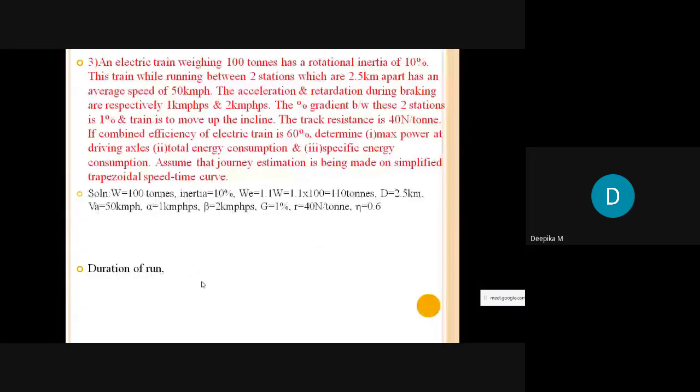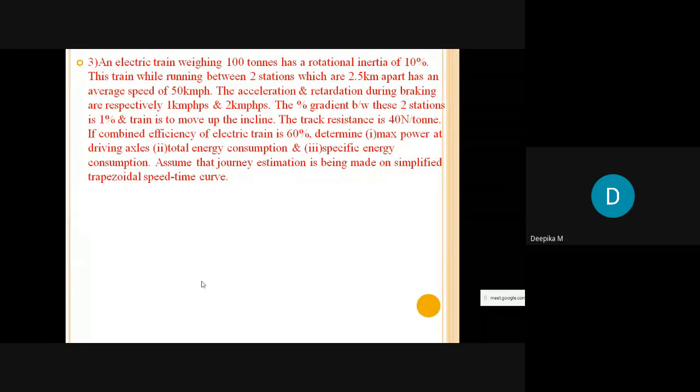That is an electric train weighing 100 ton. Here the W weight they have specified, and the rotational inertia is 10%. This train, while running between two stations which are 2.5 kilometer apart, has an average speed of 50 kilometer per hour. The acceleration and retardation during braking are respectively 1 kilometer per hour per second and 2 kilometer per hour per second.